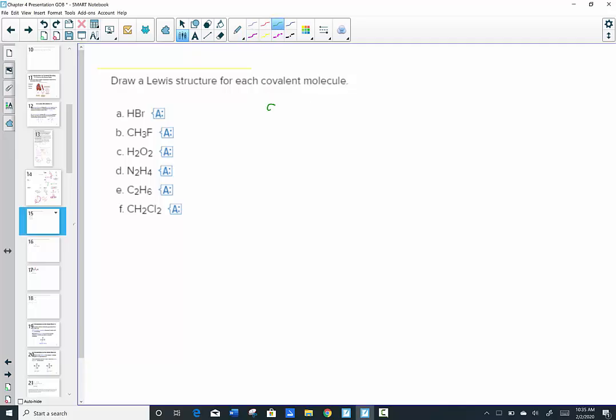Letter A, HBr. You noted that hydrogen with its 1 valence electron, bromine with its 7 valence electrons, you knew you had 8 dots to do. And this one was so easy. 1 single covalent bond, and you had the formula for HBr.